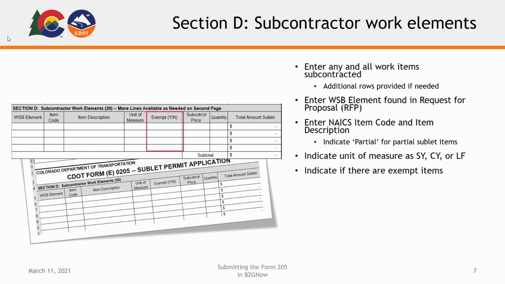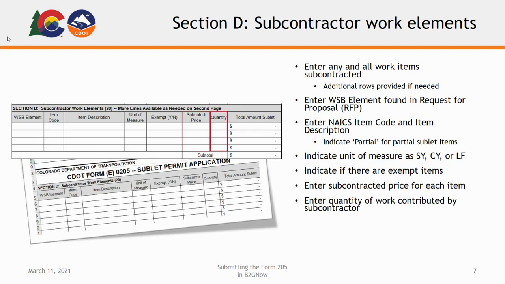In Exempt, indicate whether each work item is exempt, Y, or not, N. Exempt items include any specialty items, leased employees, and suppliers if you are using this form for additional DBE participation. Items marked as exempt will not count against the contractor's 30% self-performance goal. For subcontractor price, you will enter the price shown in the contract between the prime contractor and subcontractor.